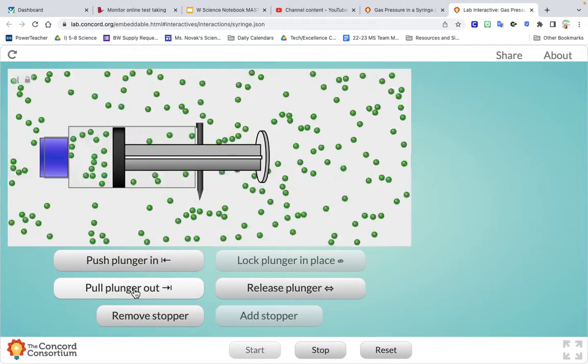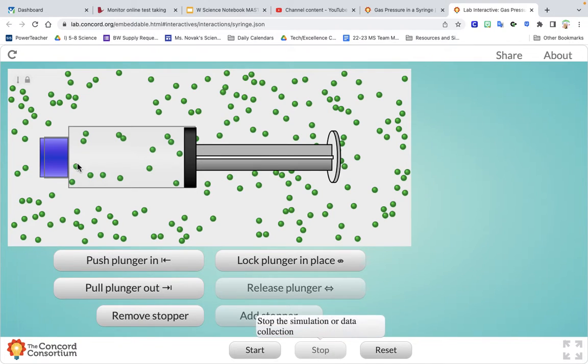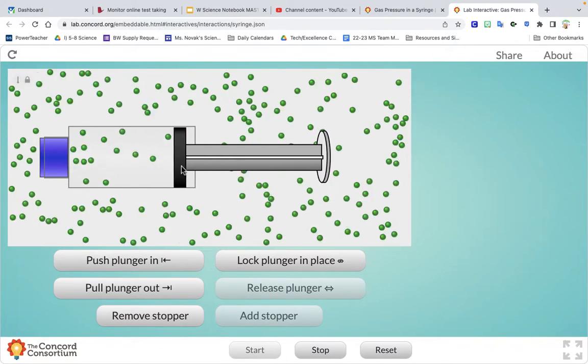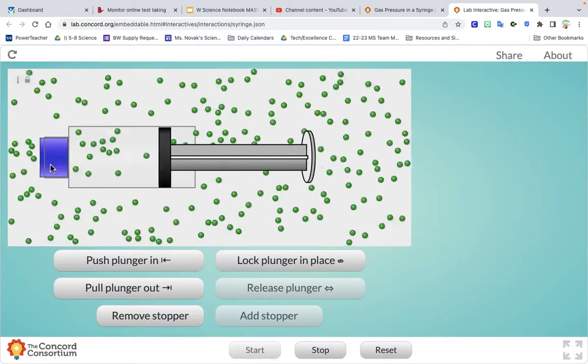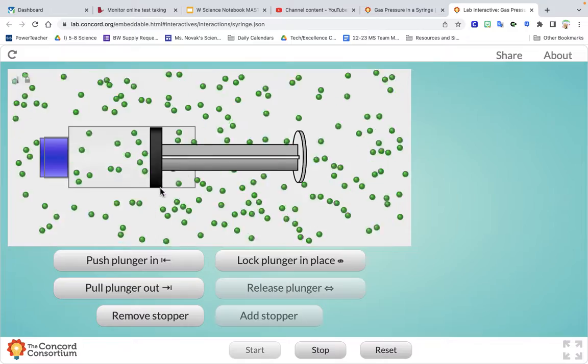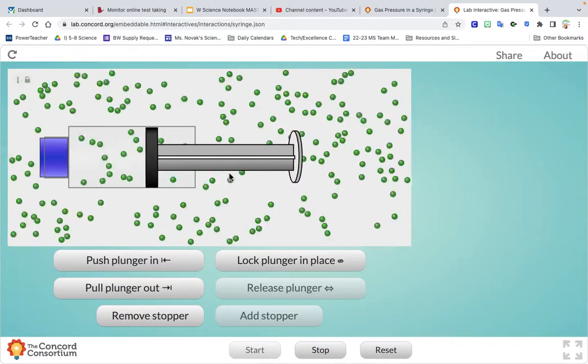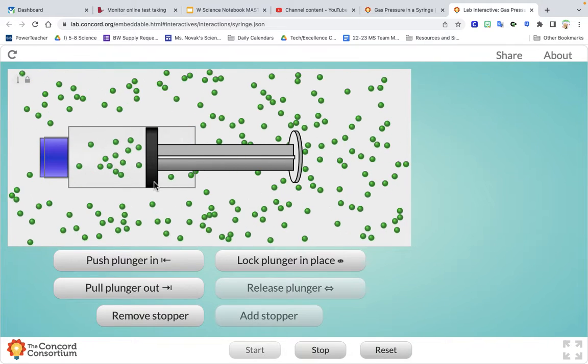If we pull the plunger out again and we stop it, we still have 16 air particles inside this syringe. And they're bouncing around. They can't go anywhere because they're stopped by the stopper and they're stopped by the end of the plunger. So what you're going to do now is you're going to get to go play around with this and see how it works.